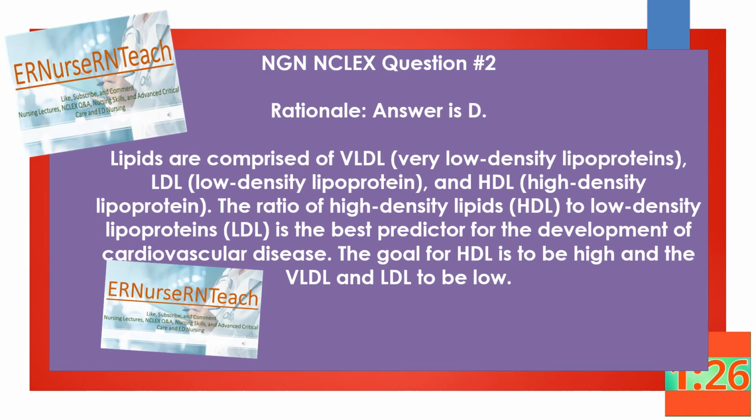Alright, the answer is D, because the goal for HDL is to be high and the LDL to be low, and we want to be below 200. So lipids are comprised of VLDL, very low density lipids that are bad, really bad, and then LDL, which are also bad, but HDL, high density lipids, are good. So the ratio of high density lipids to low density lipids, with high being greater, is the best predictor for development of cardiovascular disease. If you have a low amount of HDL and a high LDL, you will develop cardiovascular disease.